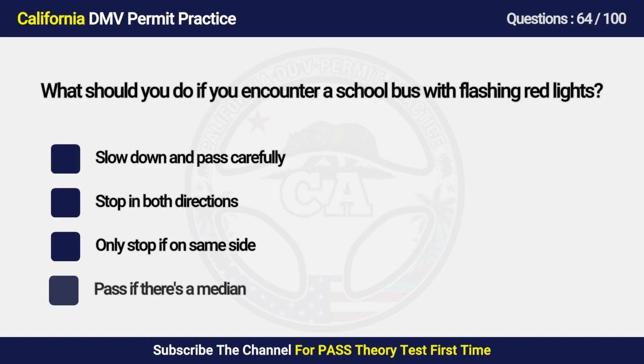Question 64. What should you do if you encounter a school bus with flashing red lights? A. Slow down and pass carefully. B. Stop in both directions. C. Only stop if on same side. D. Pass if there's a median.